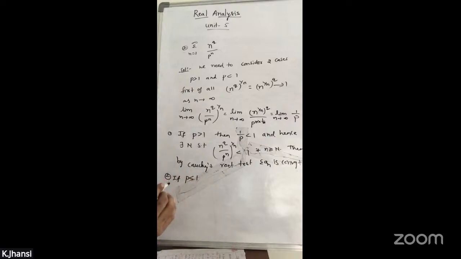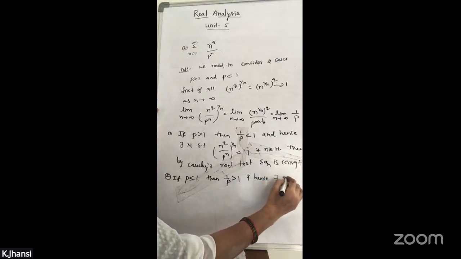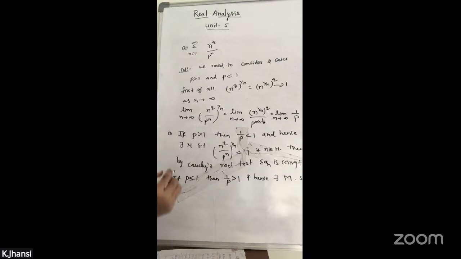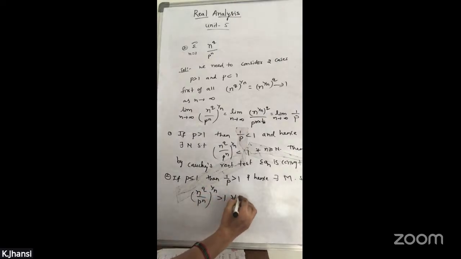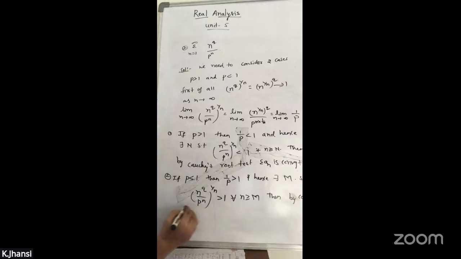Okay, the second case is if p is less than 1. Then 1 by p is greater than 1, and hence there exists, here we take it as capital M, such that n to the power of q by p to the power of n, whole to the power of 1 by n, is greater than 1 for all n greater than or equal to capital M. Then by Cauchy's root test, summation a n is divergent.